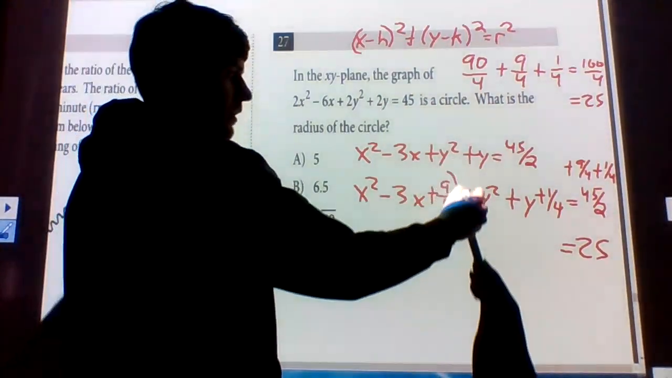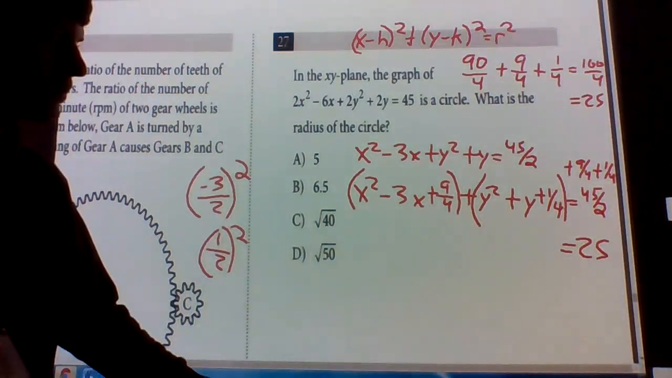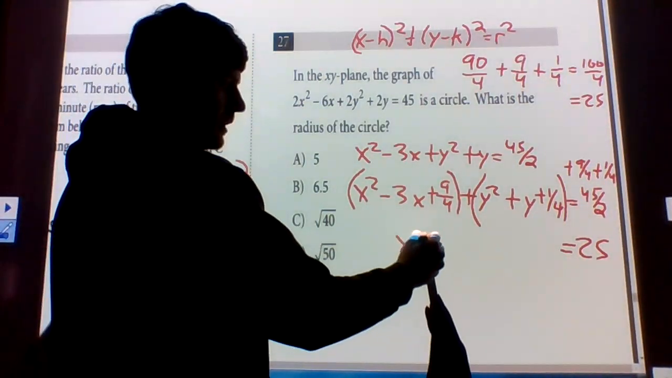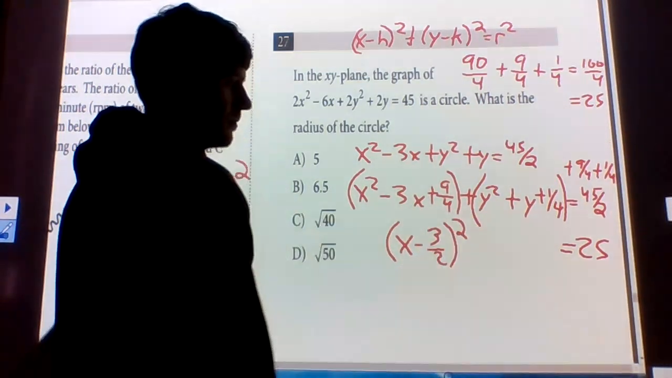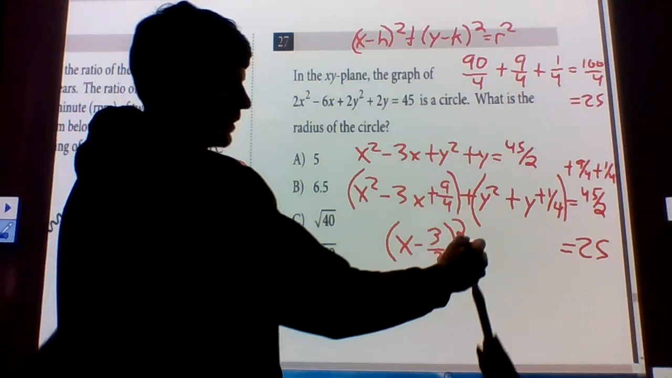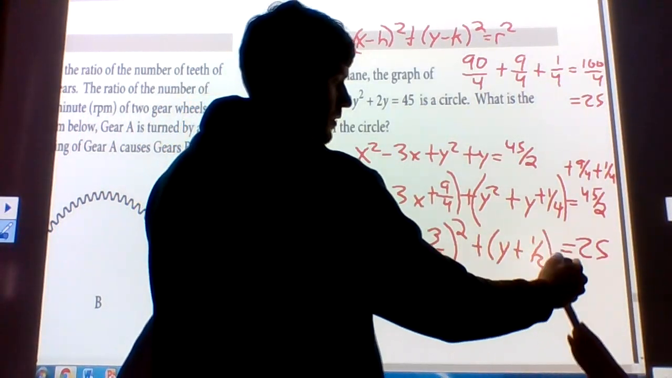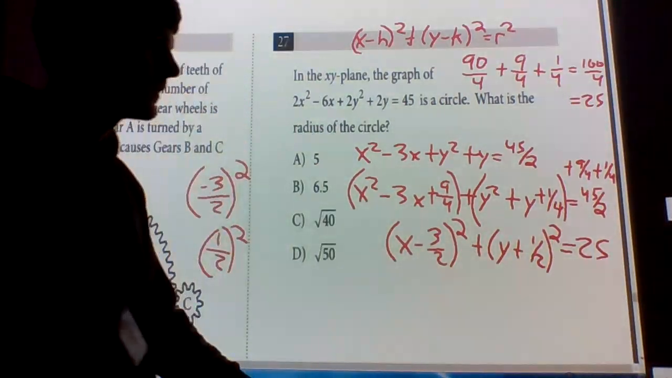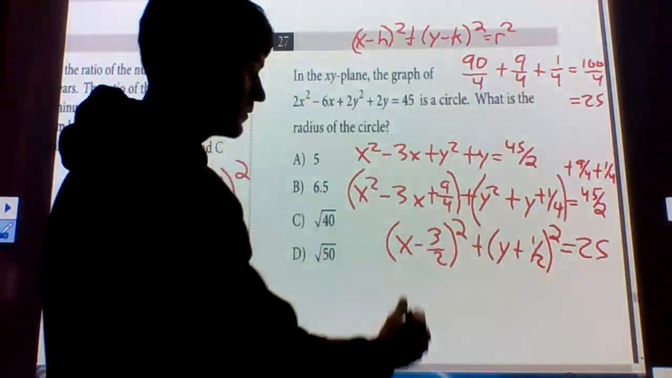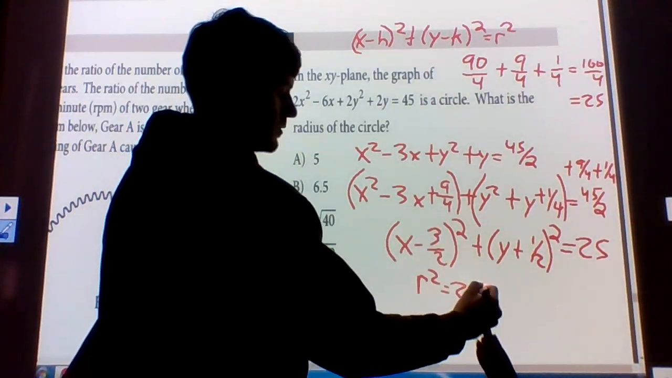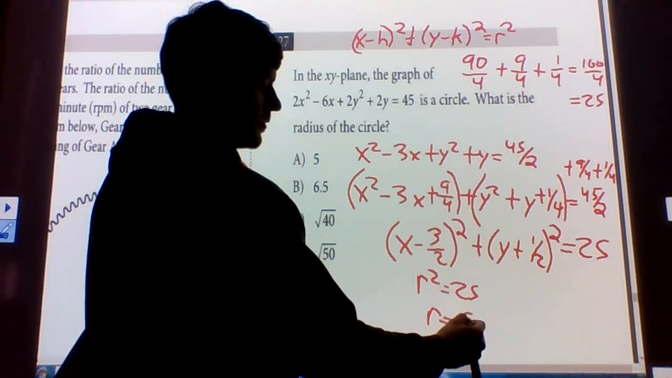Here, we now have perfect squares. We can factor into perfect squares. So we have x minus 3 over 2 squared plus y plus 1 over 2 squared, right? And then we have equals 25. So now we've matched up with our equation. We know r squared is 25. So we know that r is going to be equal to 5.